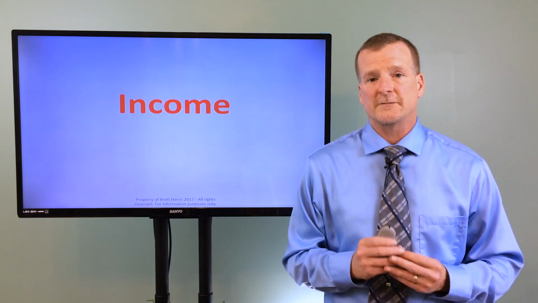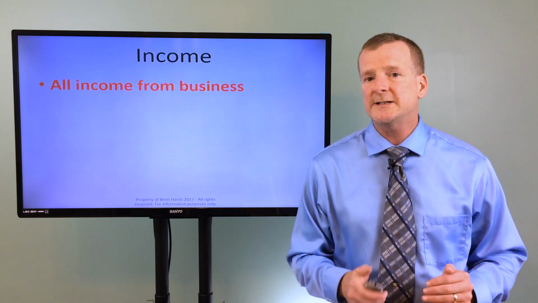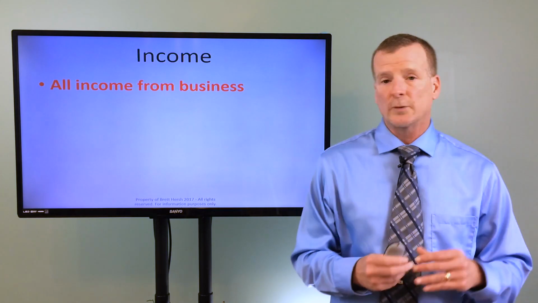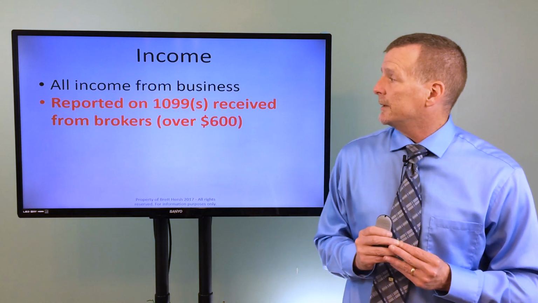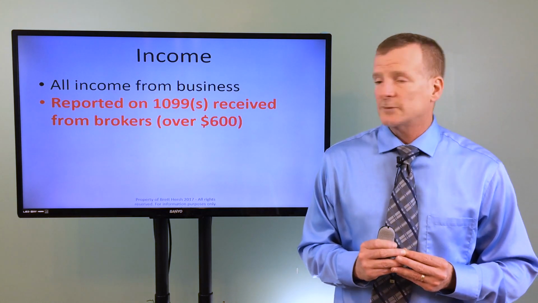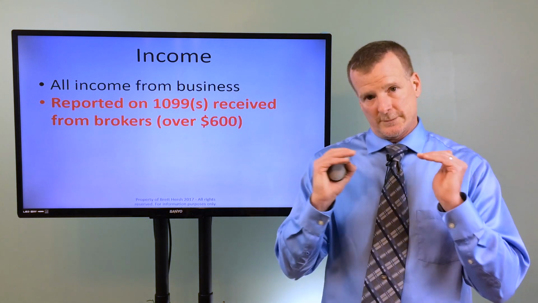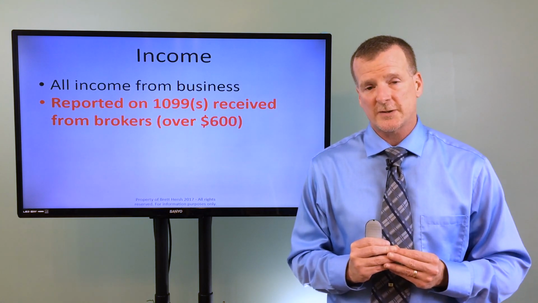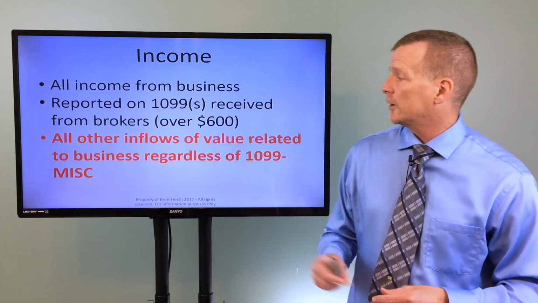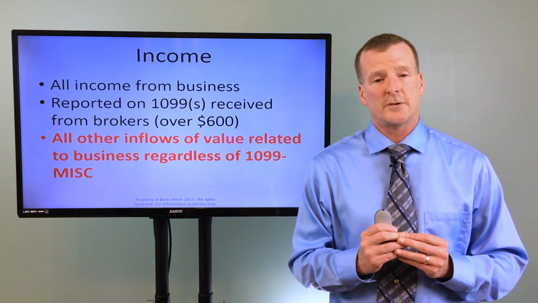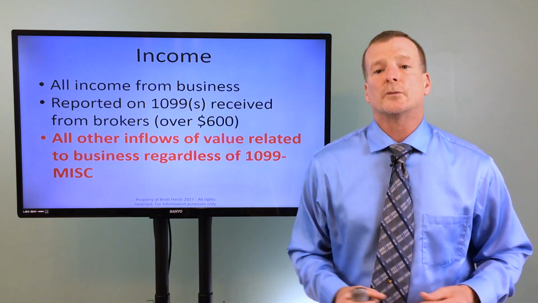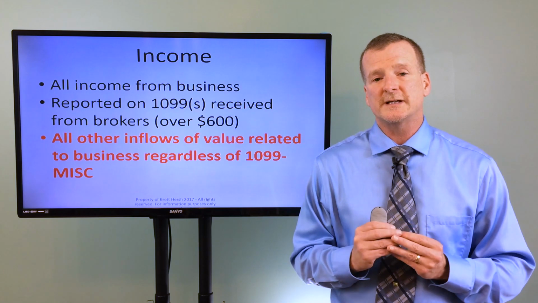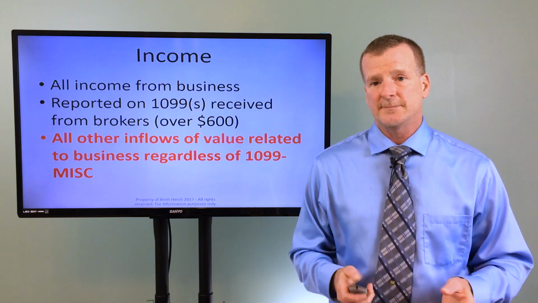Okay, very good. Let's go over a little bit more detail on income. Now, income for a business, according to the IRS, is going to be reported on your 1099 received from your brokers, and they're required to give you a 1099 if they pay you over $600 during the course of a year. It also includes, however, all other inflows of value to your business, regardless of whether you received a Form 1099 miscellaneous.